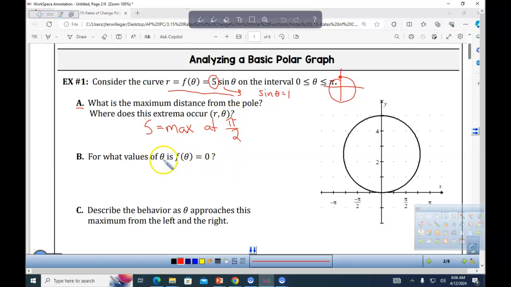So now for what values of theta is f of theta equals 0? So what I'm going to do is set my equation equal to 0: 0 equals 5 sine of theta. Okay? So now I'm going to ask myself, divide by 5, where is sine 0? Well, on my unit circle, sine is 0 at 0 and pi, right? Because sine's my y. So when theta equals 0 and pi.